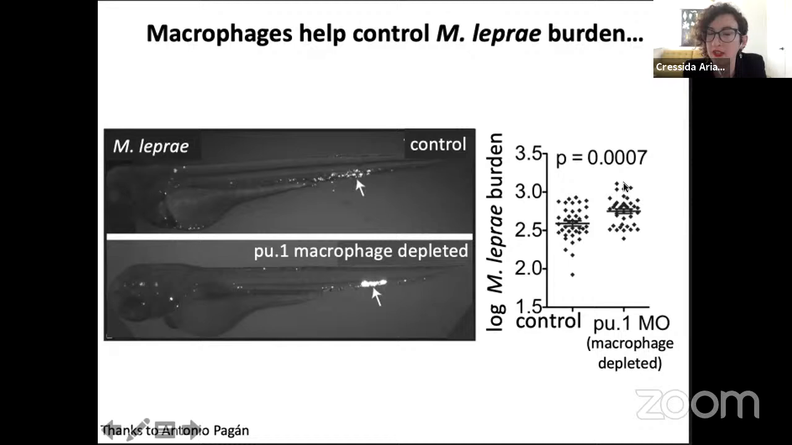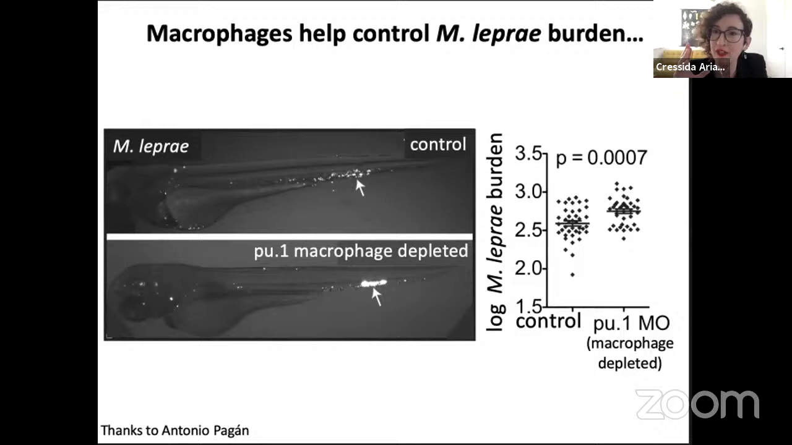So here we see, the y-axis tells you the number of M. leprae that are present in the animal by fluorescent pixel count. And you can see that if we get rid of macrophages in these animals here, there's more bacterial fluorescence, suggesting that if you don't have macrophages, then you are not able to control the infection. However, the role of the macrophage in both tuberculosis and in leprosy is quite complex.